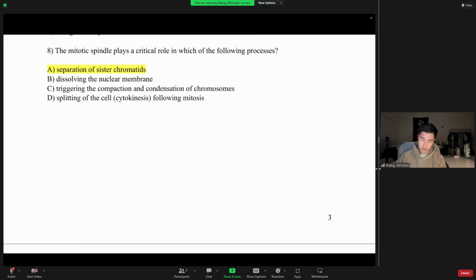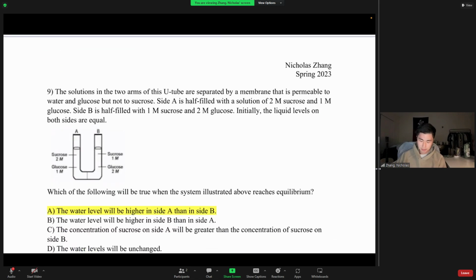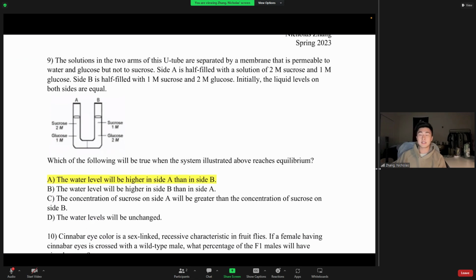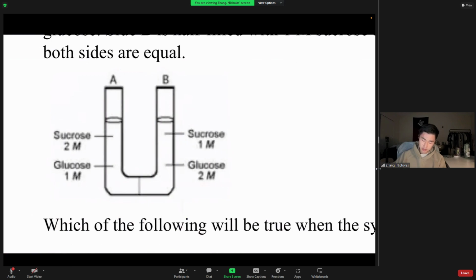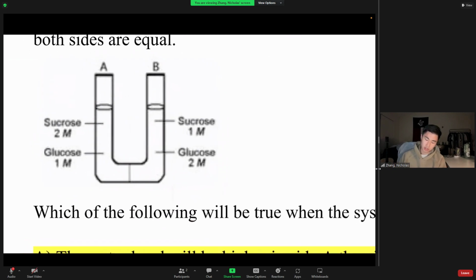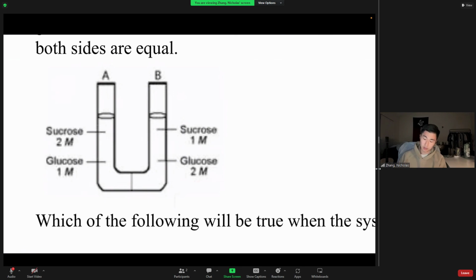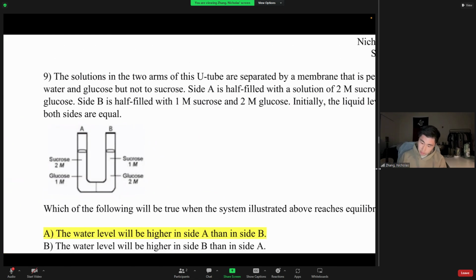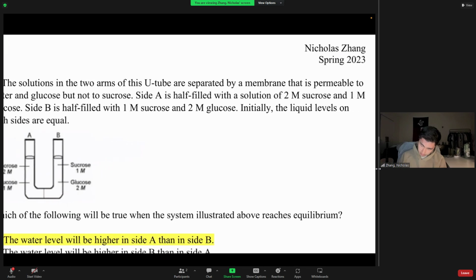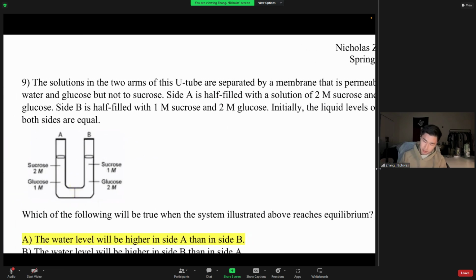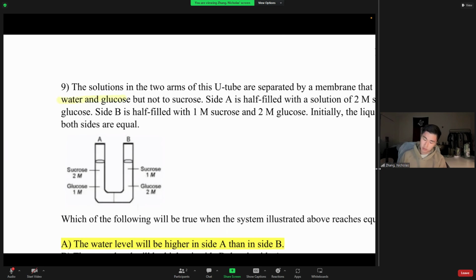Mitotic spindle is just separating them, microtubular structure. Cool. Number 9 is an osmosis question. On the left side of this little tube structure with a semi-porous membrane in the middle, we have a sucrose concentration of 2 molar, glucose concentration of 1 molar. On side B, we have sucrose 1 molar, glucose 2 molar. And it should be noted that this little semi-permeable membrane in the middle is permeable to both water and glucose, right?